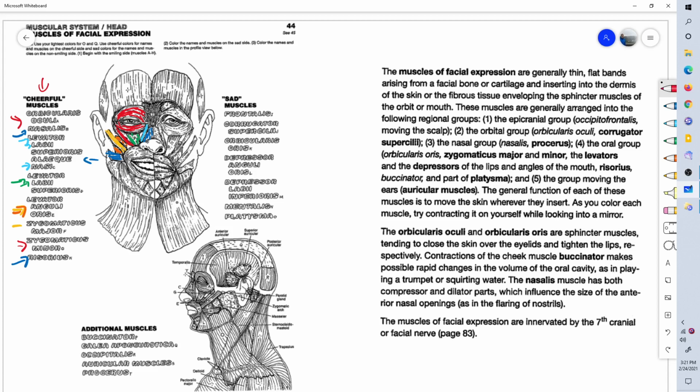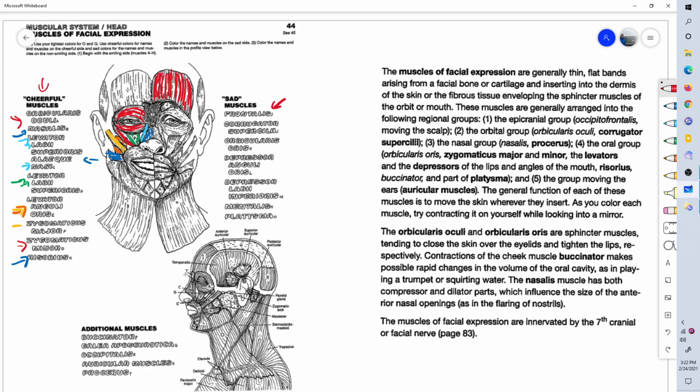The sad muscles, starting with the frontalis muscle here, named for obvious reasons. It is attached to the frontal bone, and it raises the eyebrows and scrunches the forehead and gives you those nice wrinkles in your forehead. That's the frontalis muscle.